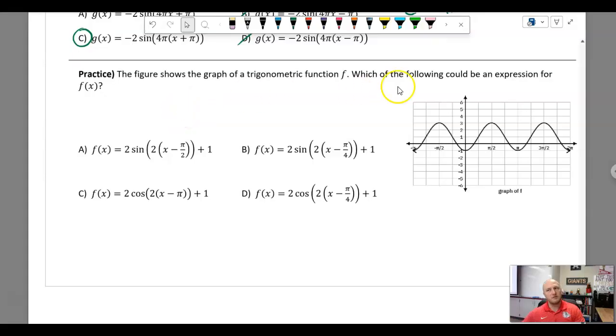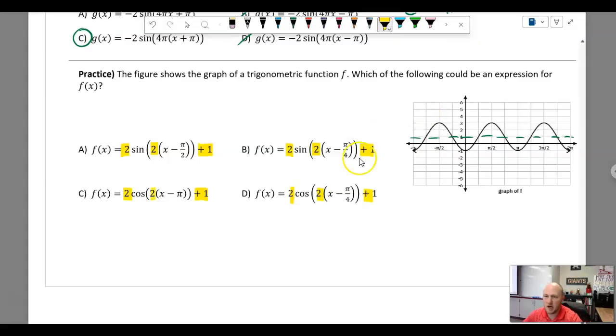The figure shows the graph of a trigonometric function f. Which of the following could be an expression for f of x? Okay, so I have all of these. Please go ahead, pause, and try to answer this one. Okay, so hopefully you got an answer for this one. What I would like to point out is please note that all of the A values are exactly the same. So they're telling you the amplitude is 2, and they're also telling you that your midline is 1. Now I do like to graph this midline on the graph because I feel like that's important. Also, notice the period, they're all saying it is 2.